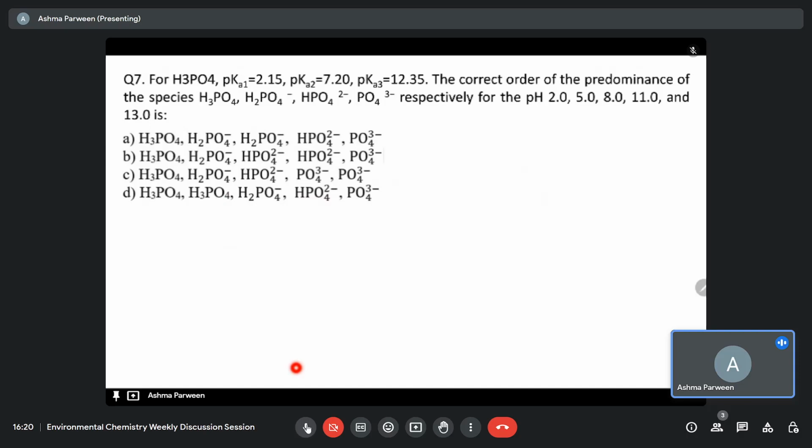So it is a bit lengthy question. So I'll give you 3 minutes to find out which of the species will be dominant at pH 2. We will proceed one by one. So let's first find for pH 2.